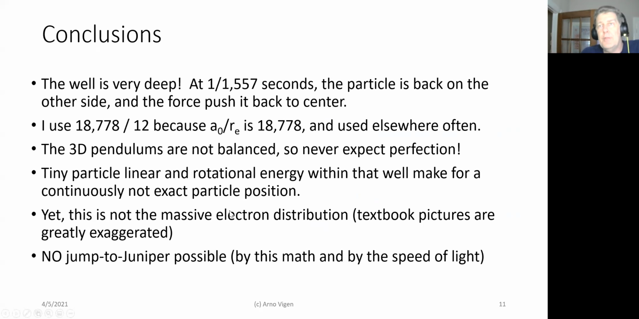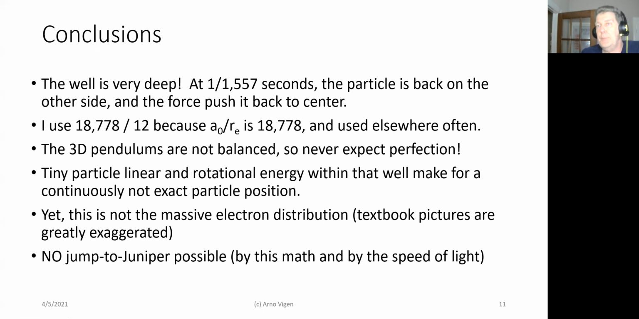So, and then remember that your textbook, massive electron distributions, these fuzzy balls are an exaggeration and a misinterpretation, but they're generally correct. Don't believe that they don't have years of experience and that you can't get value by learning them, okay? You're just never going to get an exact value, but it's also not going to be that electrons can jump to Jupiter, okay? On this size well, that electron, not possible. It's not possible by this math, and it's not possible by the speed of light, okay?